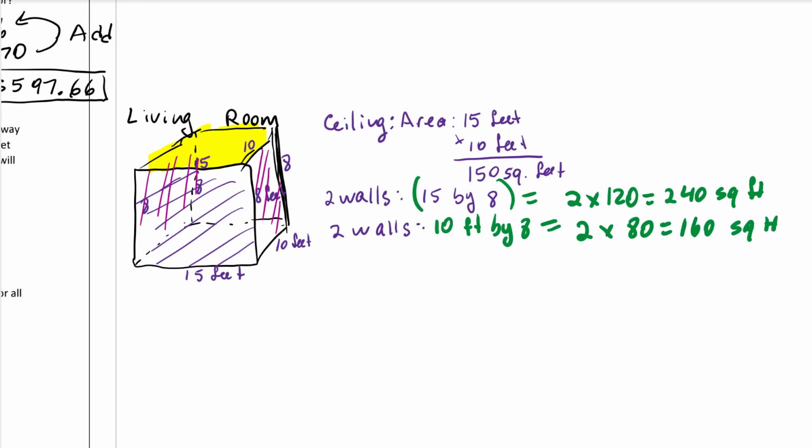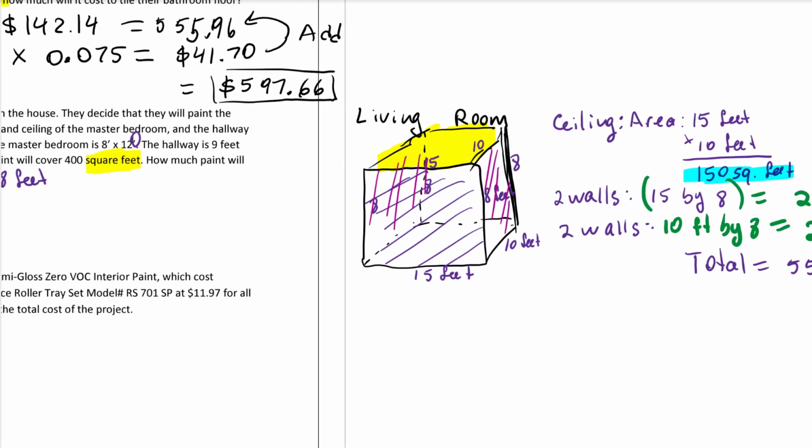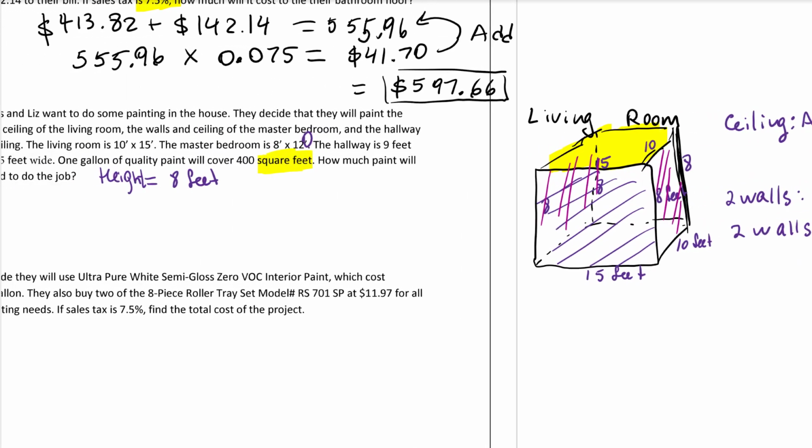All right, and now we're going to take that entire living room space and add it together. So it's 550 square feet in total. And that's one room. So you see, study the geometry here, a ceiling and 4 walls. We're going to do the same thing for the master bedroom.